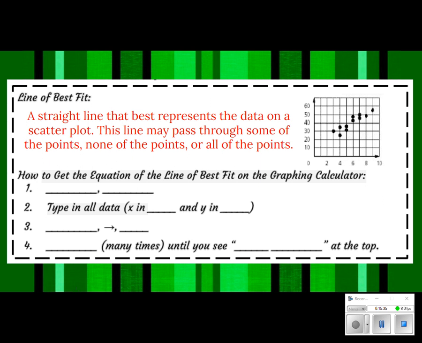So how do you get the equation of the line of best fit from your graphing calculator? Well, you're going to type in a table. So you're going to hit stat and enter. You're going to get all of your data into L1 and L2.